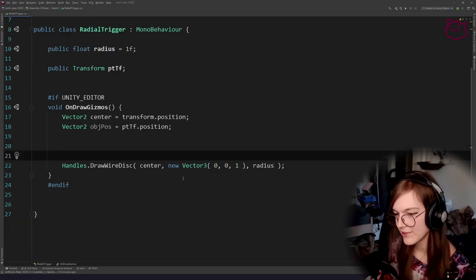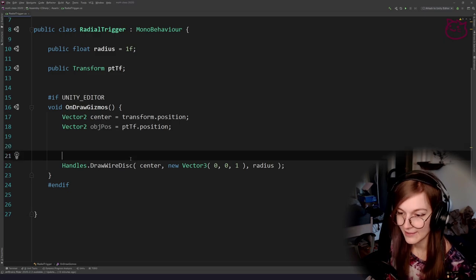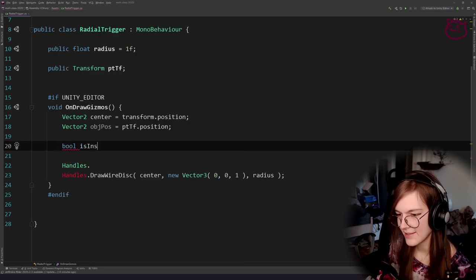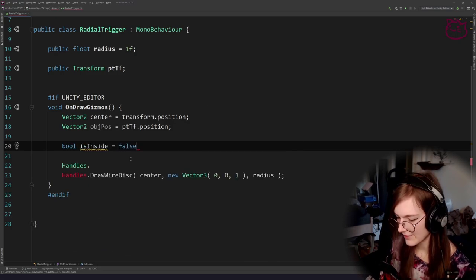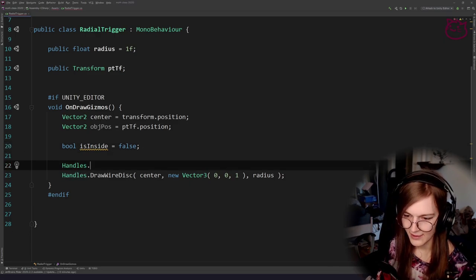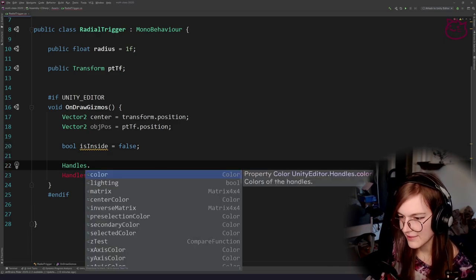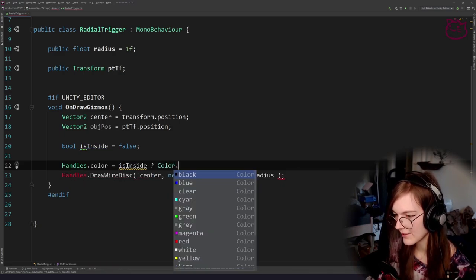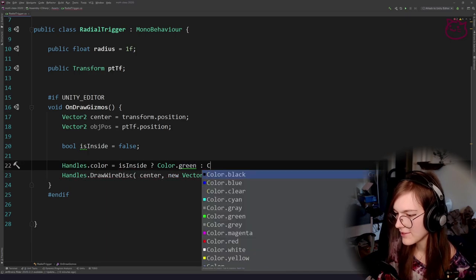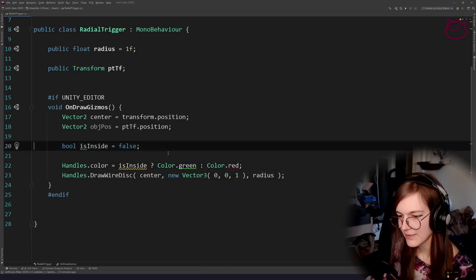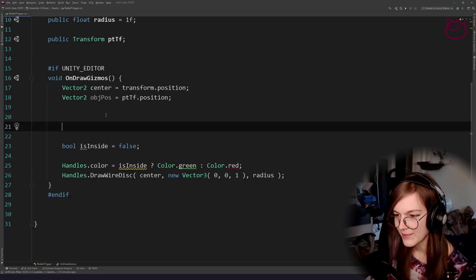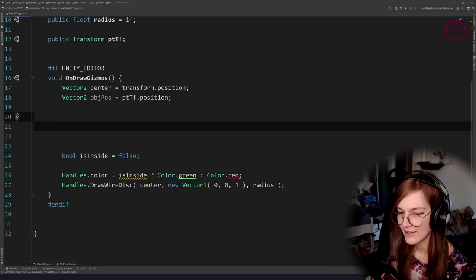So an easy way of doing it is just coloring the handles based on whether or not you're inside, right? So let's make a bool. Let's call it isInside. Let's set it to false for now until we do the math. And let's do handles dot color equals isInside. If it's inside, we want to do color.green. And otherwise, we want to do color.red. So now we're going to be able to see this. Okay, so now we have all the parameters. Now we can visualize this. And now we just need to do the math.